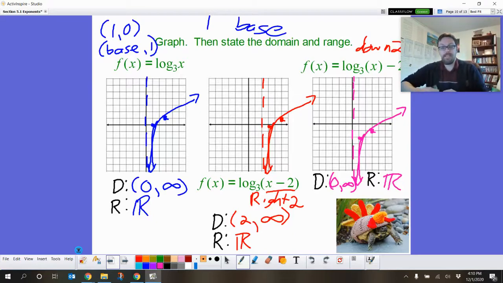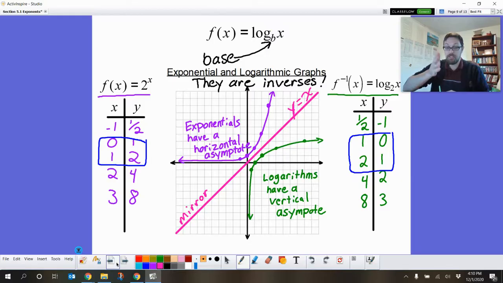It's a little bit fast. I'm mostly interested in you knowing about this graph. This is the biggest deal of today. If you learned nothing today, make sure that you know that exponentials and logarithms are inverse functions of each other and that they are mirrored over the line y equals x. Very, very important stuff there.